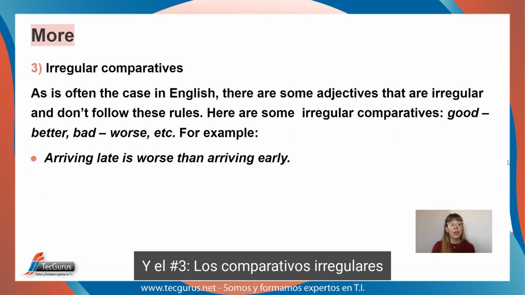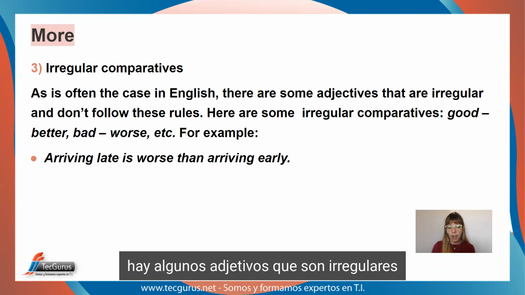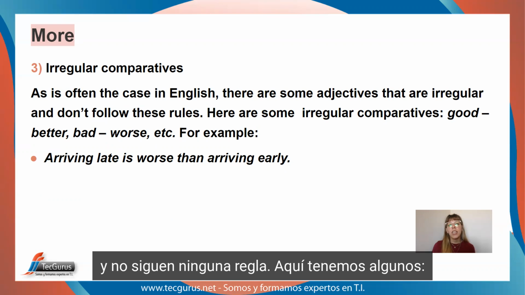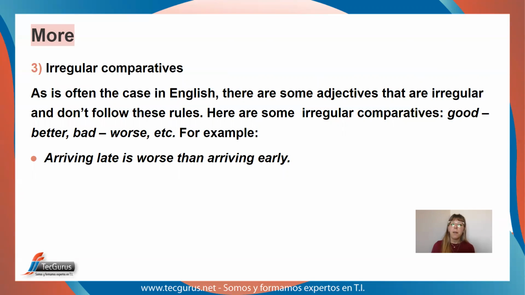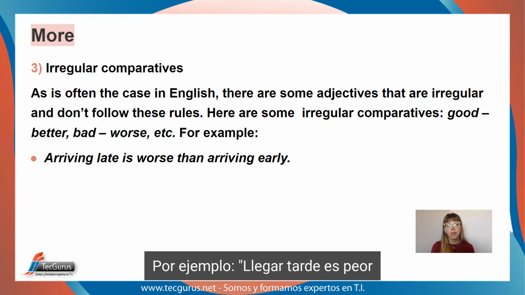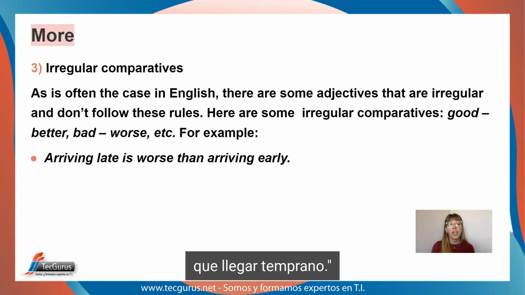And number three, the irregular comparatives. As is often the case in English, there are some adjectives that are irregular and don't follow these rules. Here are some irregular comparatives: good, better; bad, worse. For example, arriving late is worse than arriving early.